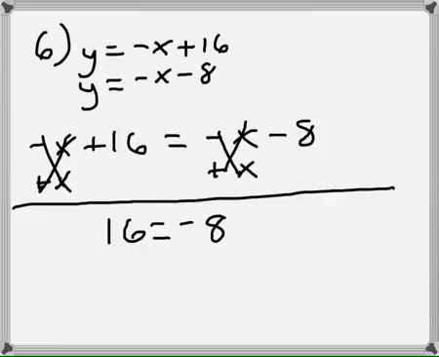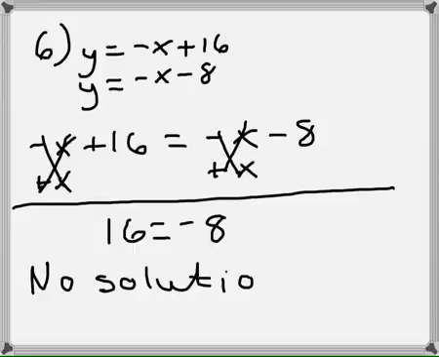Now, whenever I get a problem that has an untrue statement at the very end, this is untrue because 16 is not equal to negative 8, I know that that means that this problem has no solutions. Make sure you wrote that down. So because this is not true, this has no solutions.